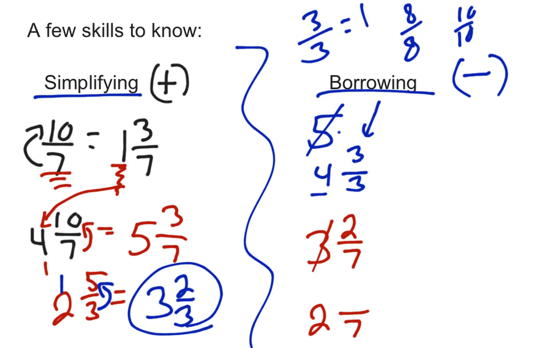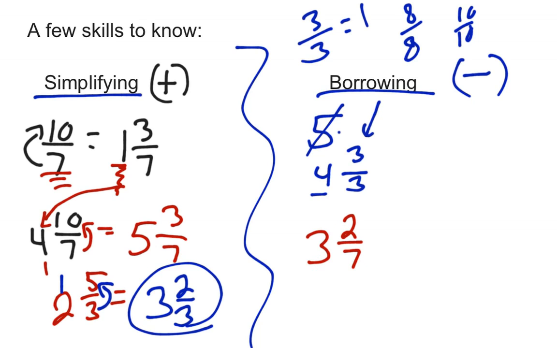Now, my denominator stays the same, but think about it. That 1 that I borrowed has to go someplace. So that 1 that I borrowed is like, let's just write it as a 7. So there's the 1 that I borrowed, and 2 sevenths plus 7 sevenths is 9 sevenths. Now, I want to show you the shortcut to that. So I'm going to back up just a little bit here, and I'm going to do this again.